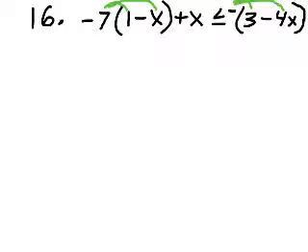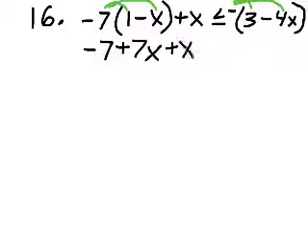So negative 7 times 1 is a negative 7. Negative 7 times the negative x is a positive 7x. And then nothing happens to this x, so we'll just keep it. Is less or equal to negative 1 times 3 is a negative 3. Negative 1 times the negative 4x is a positive 4x. Okay, so now we go and look at both sides and simplify.